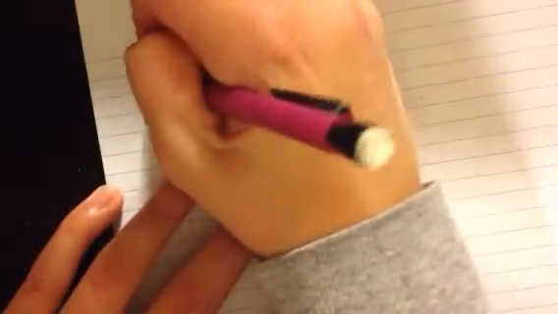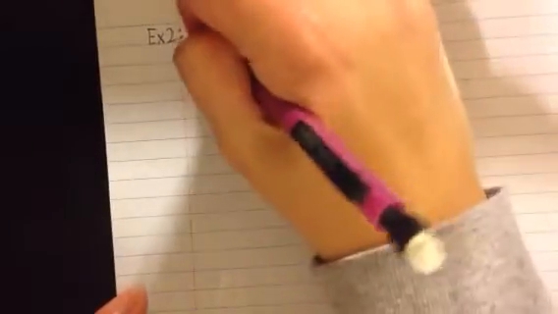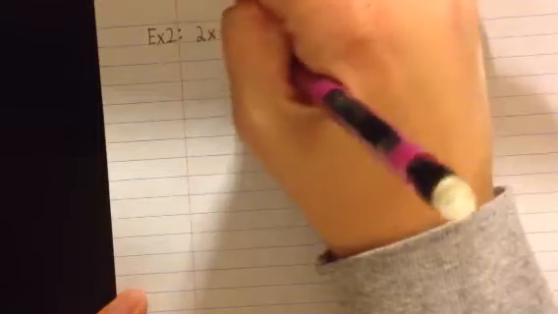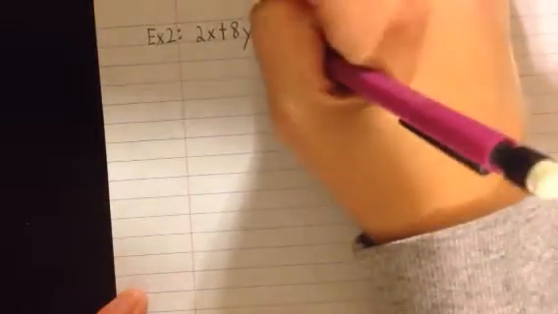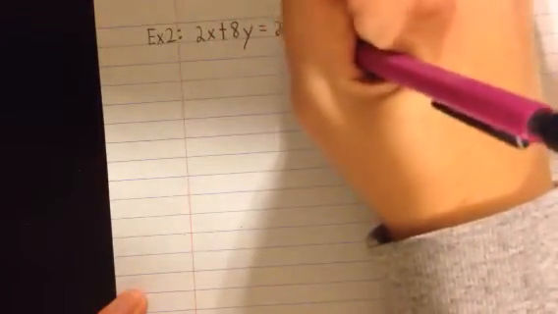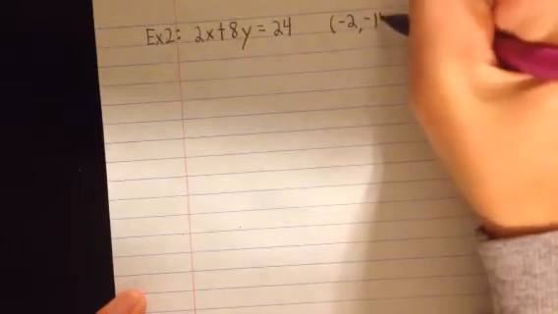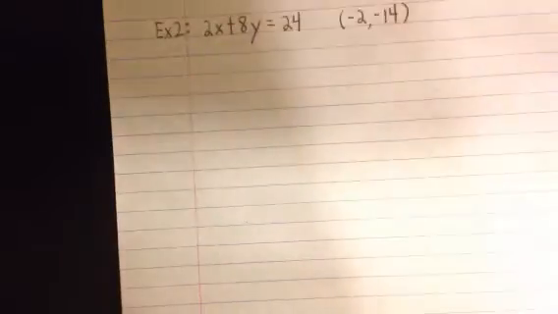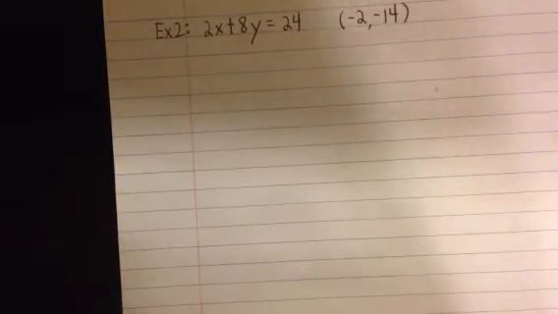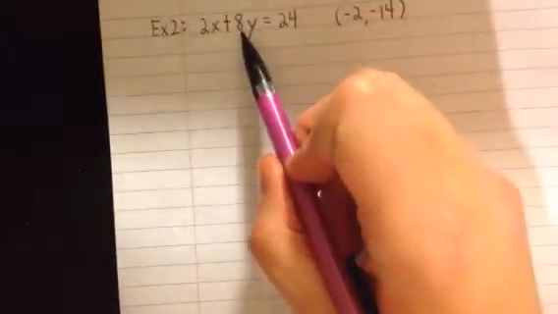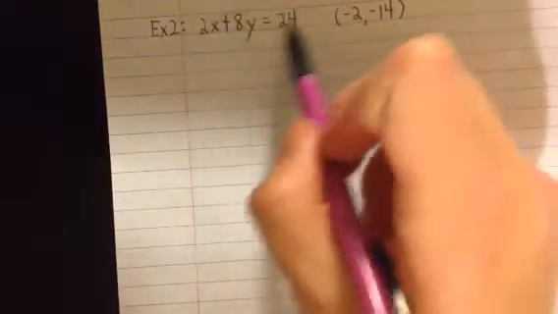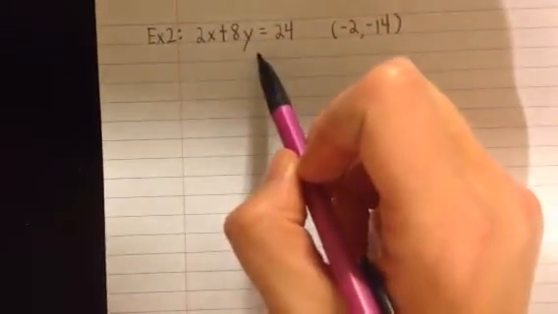Example 2. If you have the equation 2x plus 8y equals 24, and you know the point is (-2, -14). For a perpendicular line, we need to find the slope for this first, because if we don't have the slope, we can't know the slope of a perpendicular line.